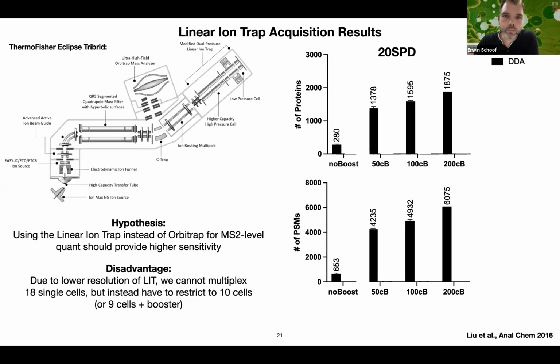I mean, if we again take this DDA approach from SpectroMine and use the 1-hour gradient, no boost seemed to underperform compared to Orbitrap, and we're still figuring out why that happened. We'll do lots more replicates, but with 50-cell boosting already, we are well over the 1,000 proteins. Now with 200-cell boosting, we're actually now starting to approach the 2,000 proteins per cell mark with 6,000 peptides, which we haven't seen before, that level of performance.